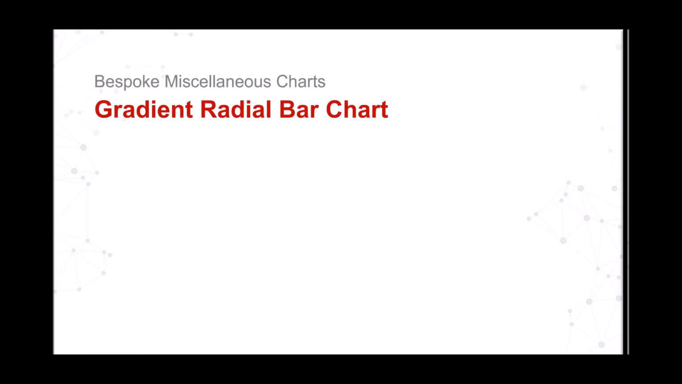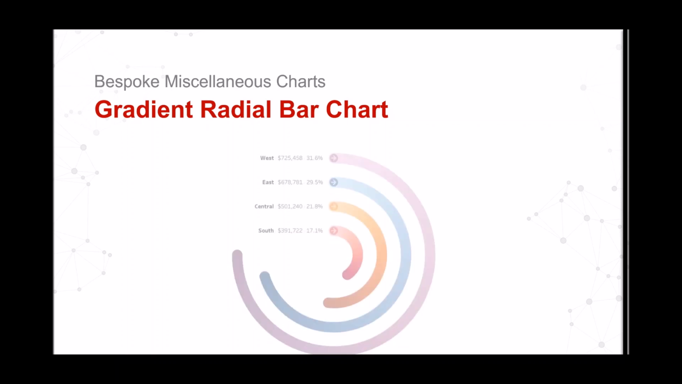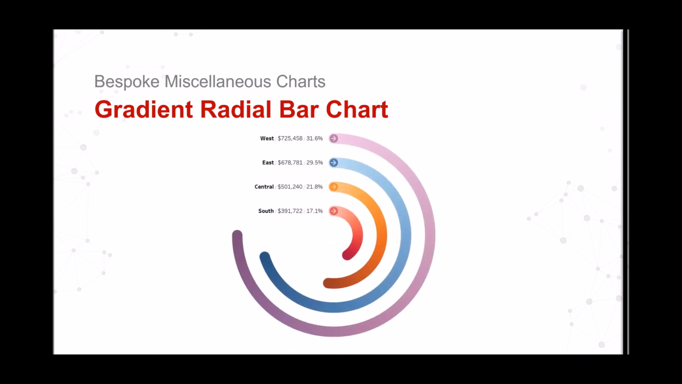Bespoke Miscellaneous Charts, Gradient Radial Bar Chart. And this is the way it looks. This is a play on the radial bar chart tutorial that first started my journey. What I've done here is added an additional icon as well as added a beautiful gradient color. It just adds that little bit of extra wow factor to the data visualization. So I hope you enjoy this one.